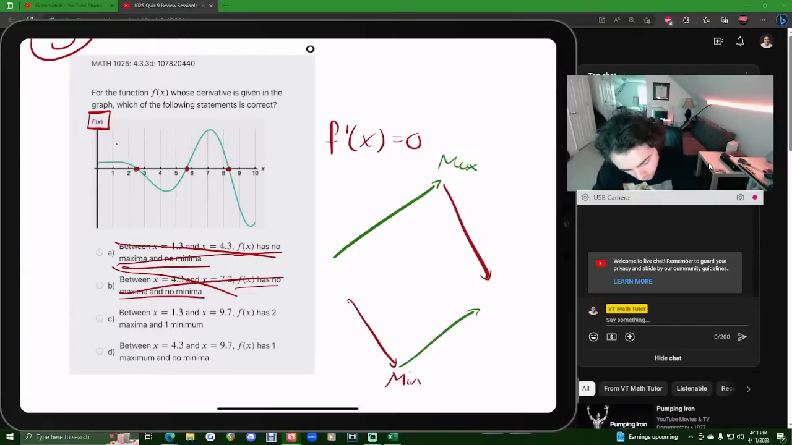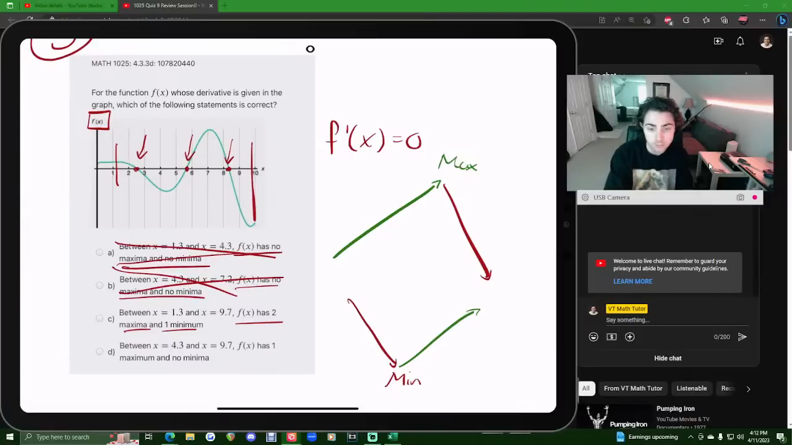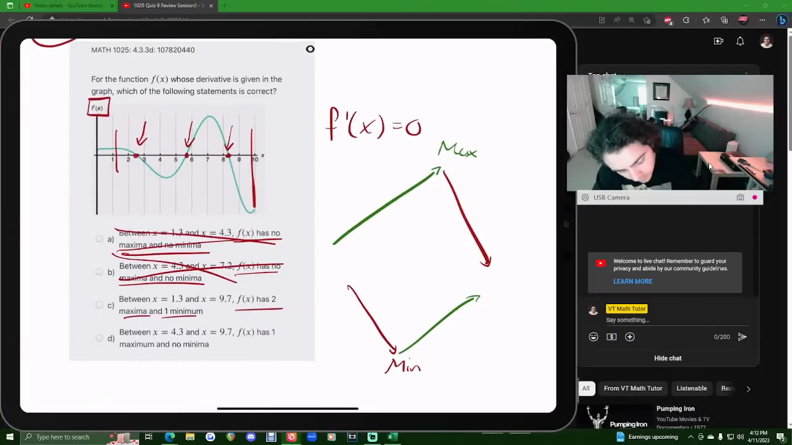1.3 to 9.7, we have all 3 x-intercepts. So they better have a total of 3. 2 maxes and 1 minimum. That's a safe bet. That's a total of 3. 2 plus 1, right? And then let's confirm by eliminating the last one.